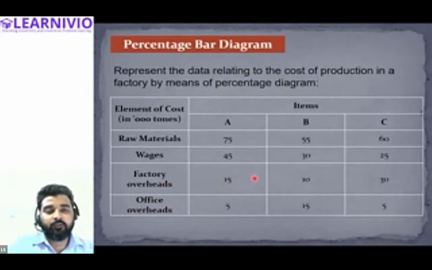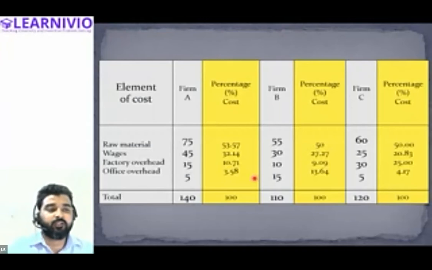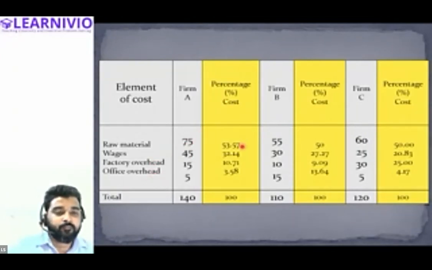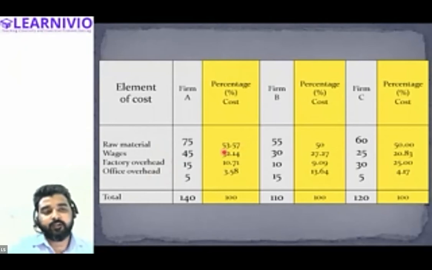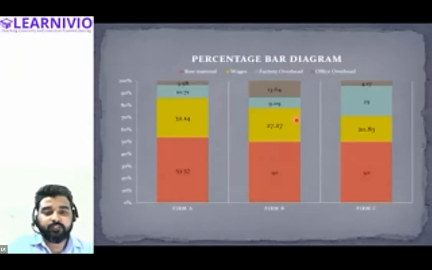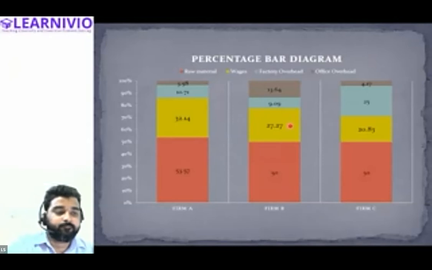So can anyone tell me what will be the first step that we will do while preparing the percentage bar diagram? First of all, what we will do? We will find the percentages. Correct. We will first convert these values into percentages. And once we find the percentages, then only we will convert it into the percentage bar diagram. So this is how it will be converted into percentages. So we have converted the values of raw material, wages, factory overhead, office overhead into percentages, and these percentages will now be presented on the diagram. So see, this is how the presentation of the percentage bar diagram will look.